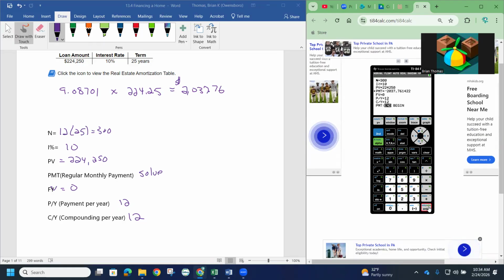In MyLab, it doesn't want that to be a negative value, but technically that's going out. So that's actually a debt in your view. But they just want to know the monthly payments, so they want the actual positive value there. Okay, so let's see what else we got here.